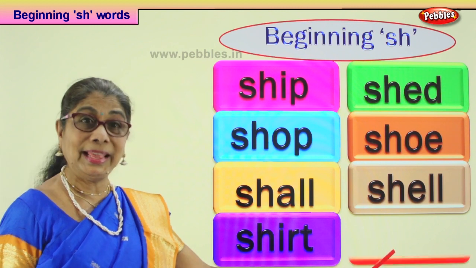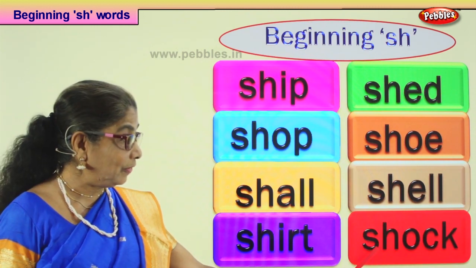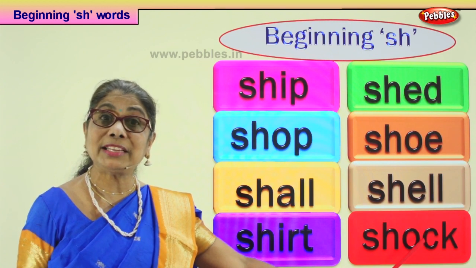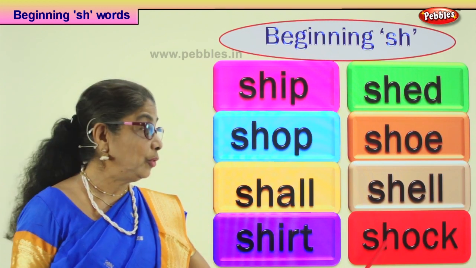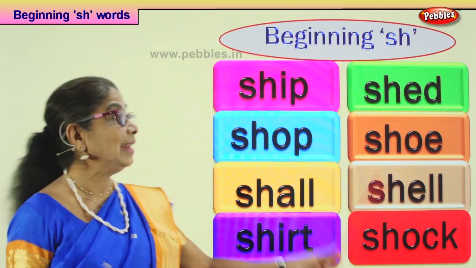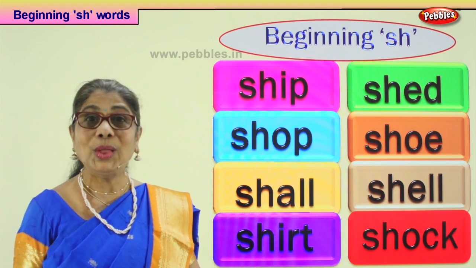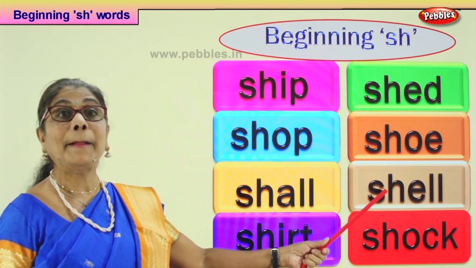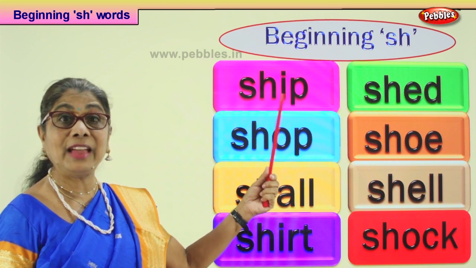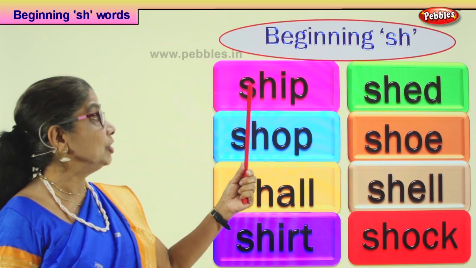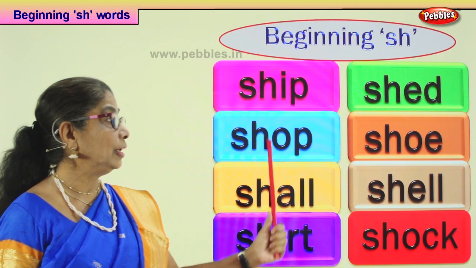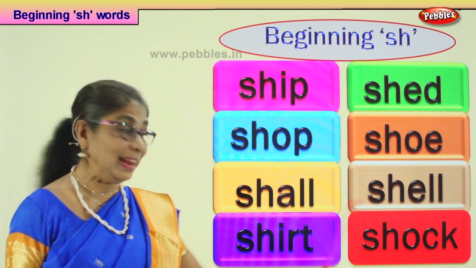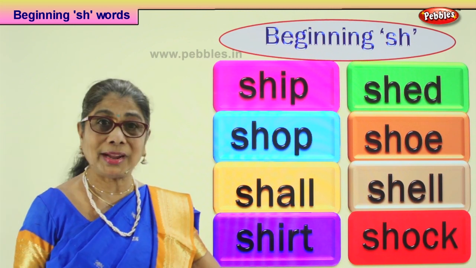And the last word in the beginning consonant digraph is shock. Children should not touch the switches with the wet hand. Then you get a shock. Yes, let's look at all our words here. We are looking at 8 words. Beginning consonant digraph, SH. Shape, shed. Shop, shoe. Shall, shell. Shirt, shock.